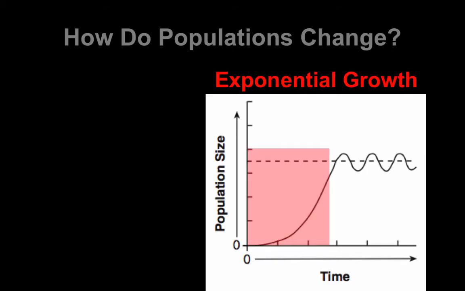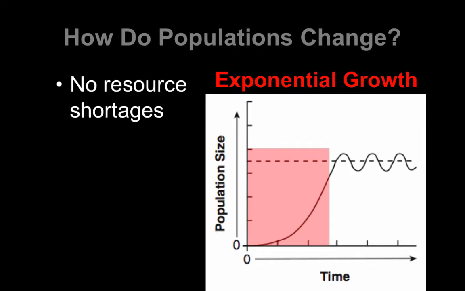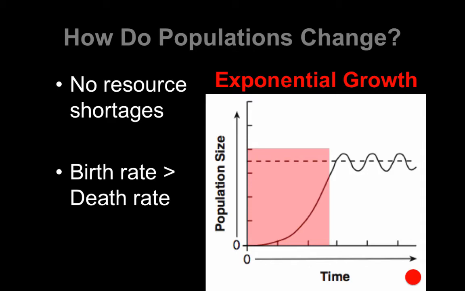Populations change based on resource availability. So in this first part of a graph, we have what is called exponential growth. So populations, when there are no resource shortages, will grow exponentially. Sometimes this is called a J-shaped curve. And this is because the birth rate is going to be much higher than the death rate. So not very many organisms are dying, but they're having a lot of kids. So this would be exponential growth.